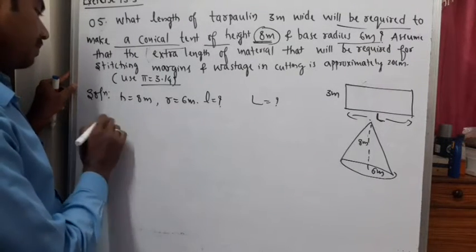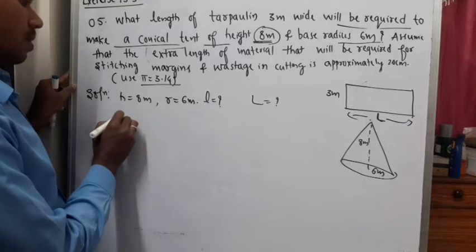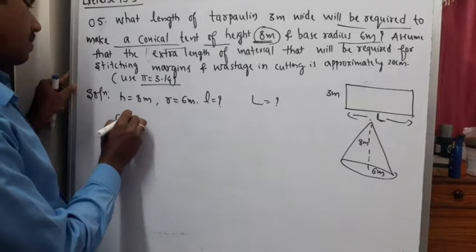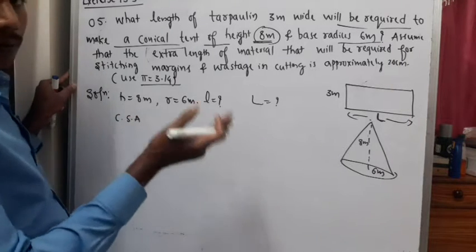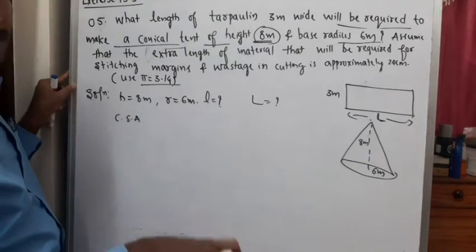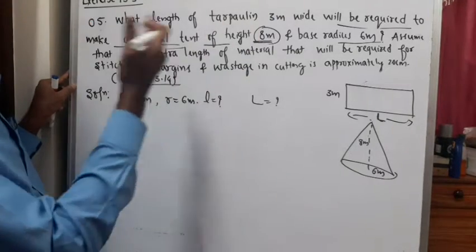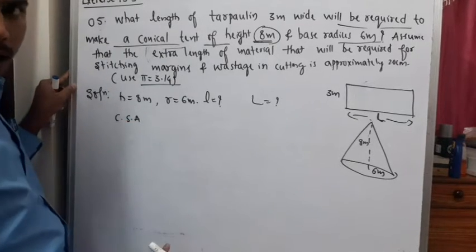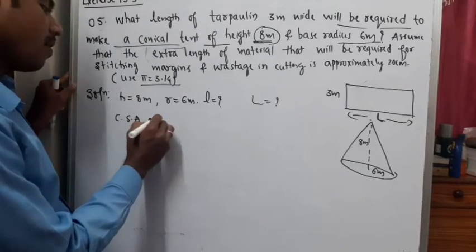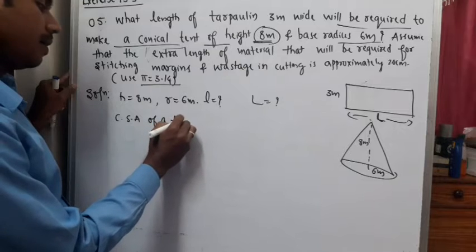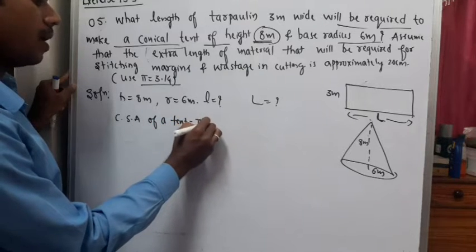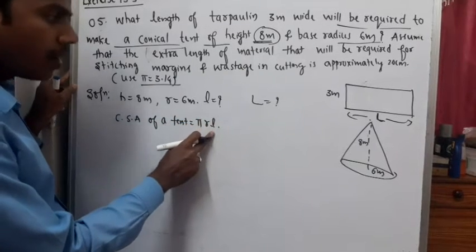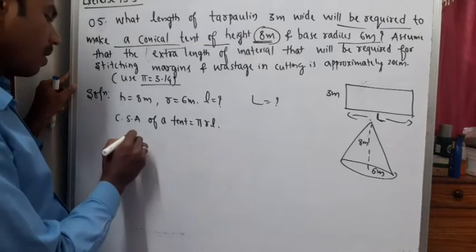Now, curved surface area. If you put a tent, you are not going to cover the base. So only the tent will be around the surface, it will not be on the ground. So curved surface area of a tent is equal to pi r L. So we need to calculate L. How will we calculate L?